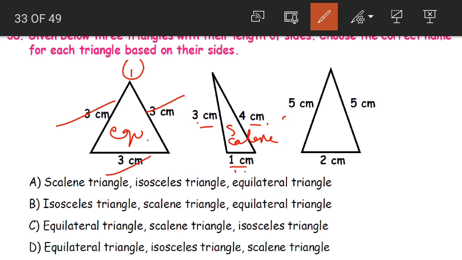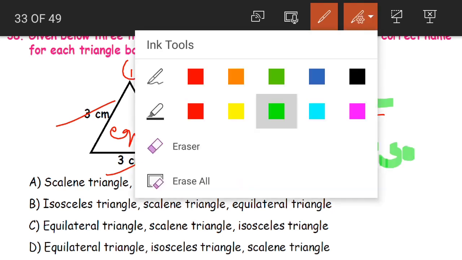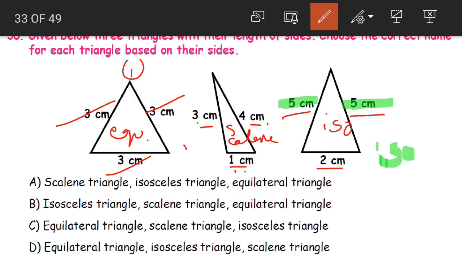And coming to the last one, 5 centimeters, 5 centimeters and 2 centimeters. Here two sides are equal. Only two sides are equal. So what will we call this type of a triangle? We'll call it an isosceles triangle. I'll write ISO here. Isosceles triangle. Now from the given options, we have to choose the one in the same order: equilateral, scalene and isosceles. So it is our option C, equilateral triangle, scalene triangle and isosceles triangle, children.